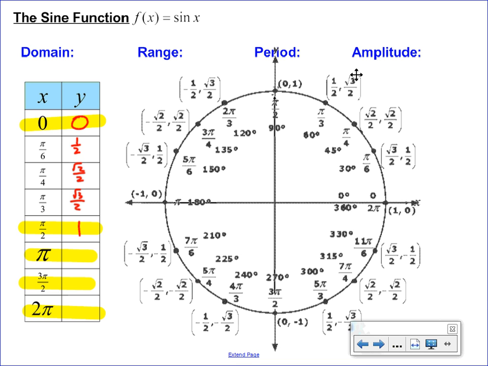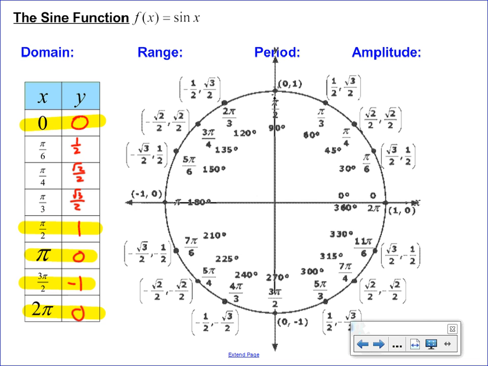The pattern for sine goes 0, 1, and then at pi, it goes back to 0, then down here it's -1, then back up to 0. So the pattern for sine is 0, 1, 0, -1, 0. Sine always starts at 0.